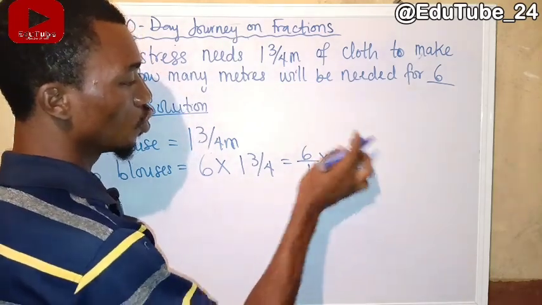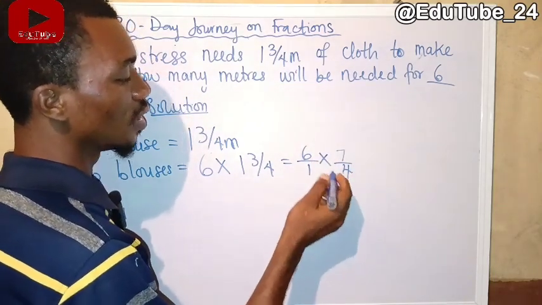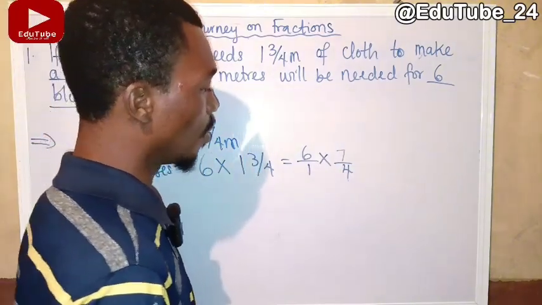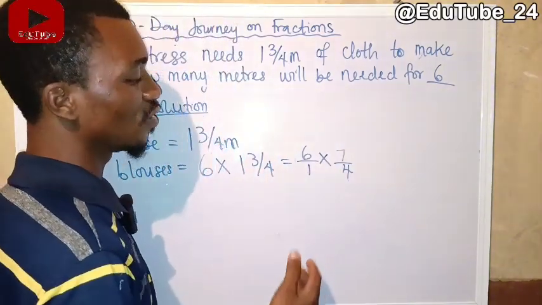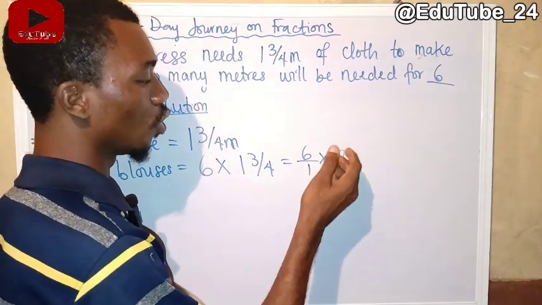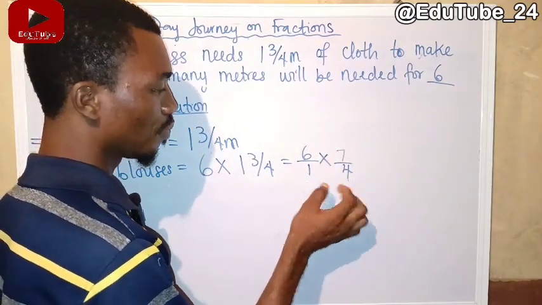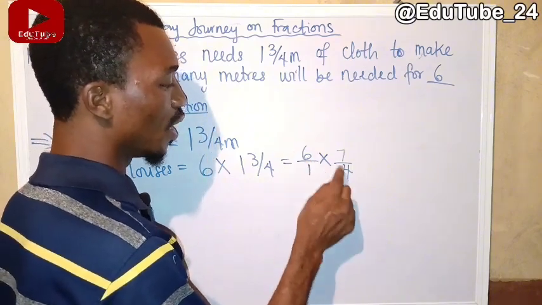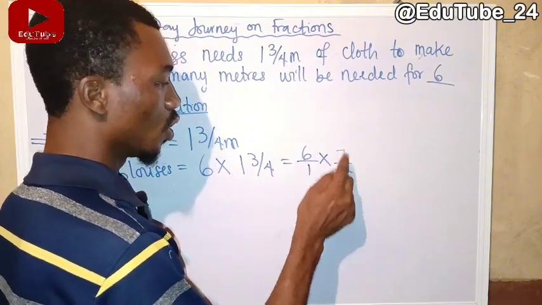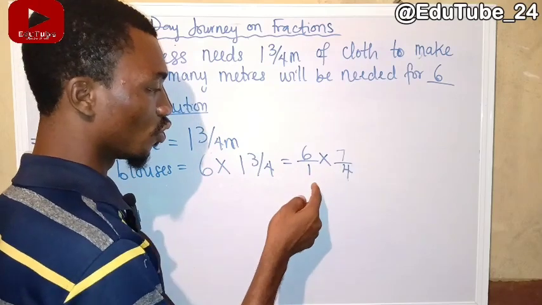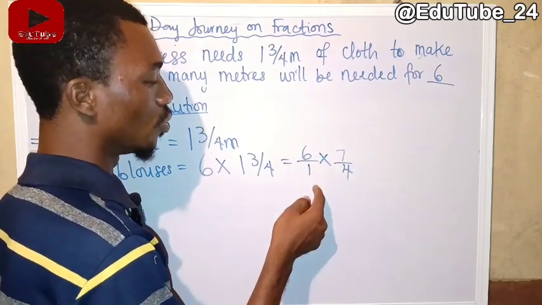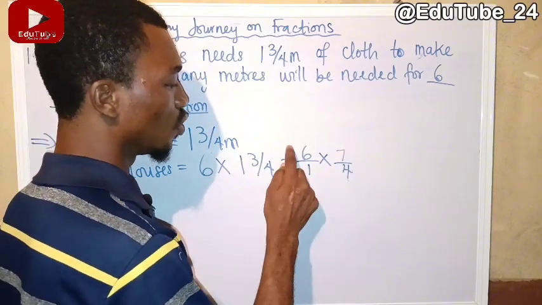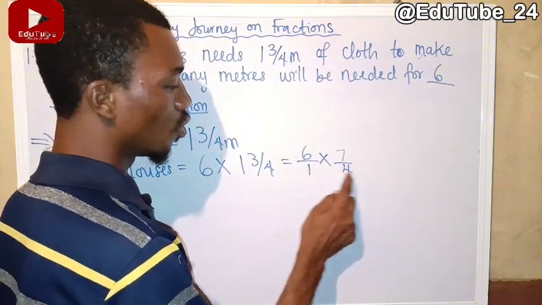To simplify this, we look for what can divide across. Don't forget, in my previous lessons, I've explained that if you're going to divide or multiply fractions, you only divide a numerator by a denominator across. You don't ever divide a numerator by a numerator, neither do you divide a denominator by a denominator.